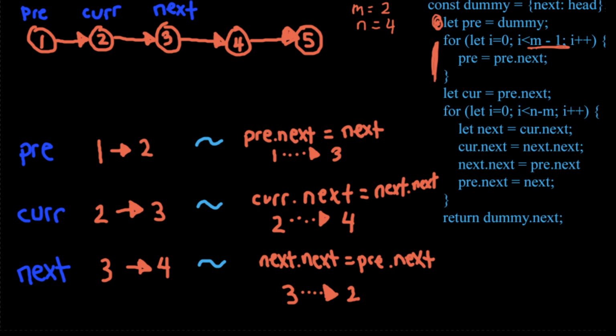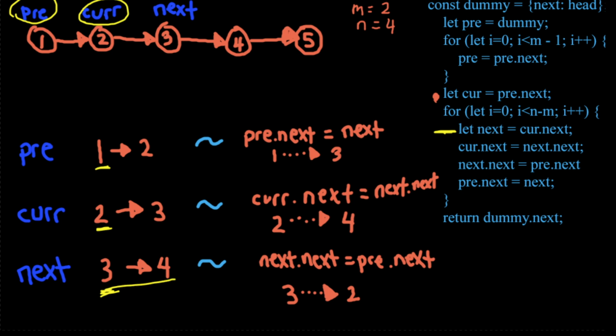Then the meat of the code basically starts here. So current is pre.next, because pre has settled at number 1, okay? So pre.next will be cur right here. We see pre starts at 1, cur starts at 2, next obviously starts at 3. All right, so on this line, next equals current.next, which we have right here, okay?